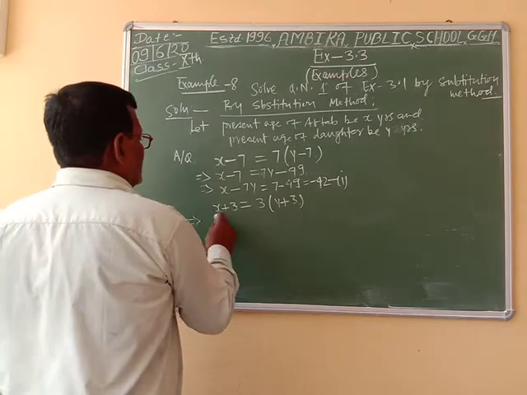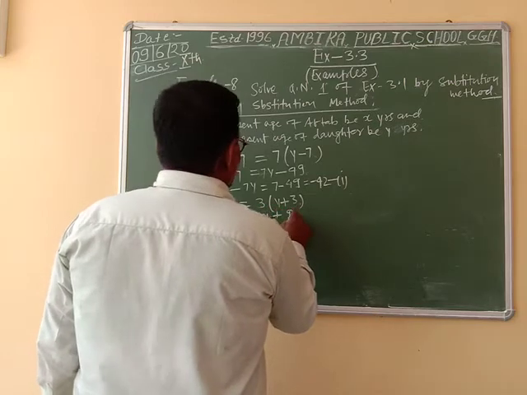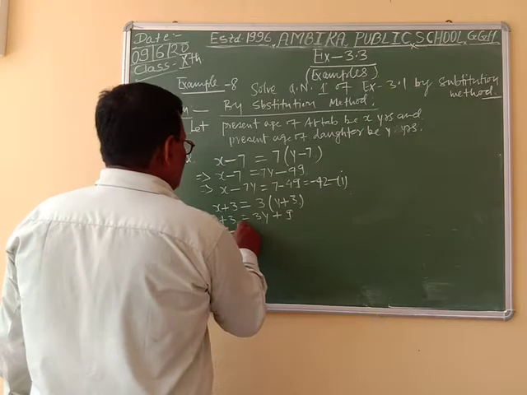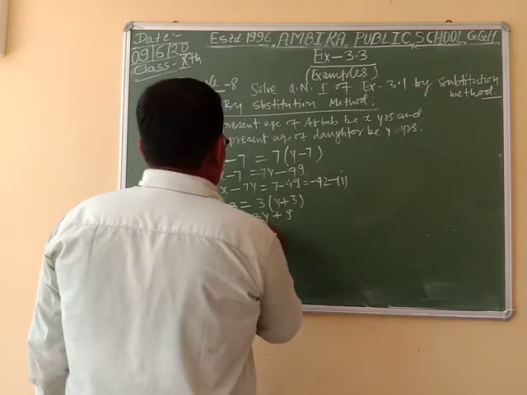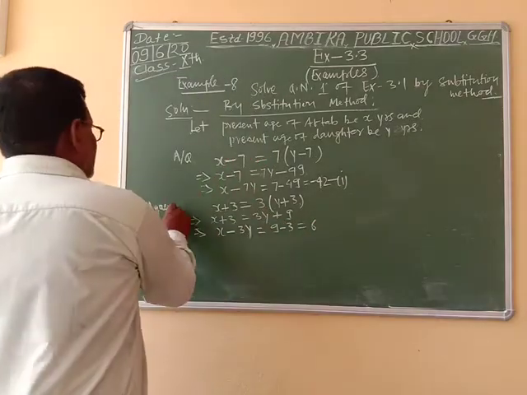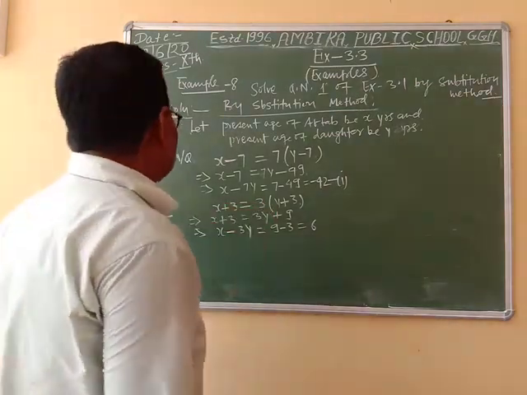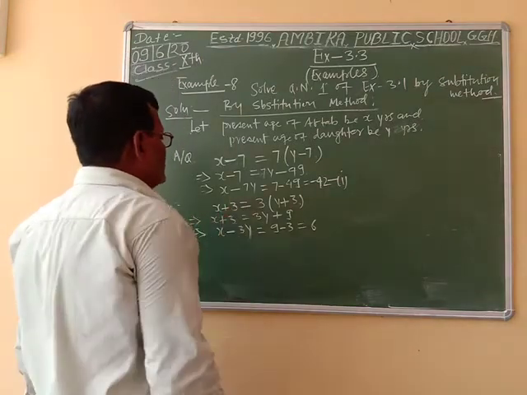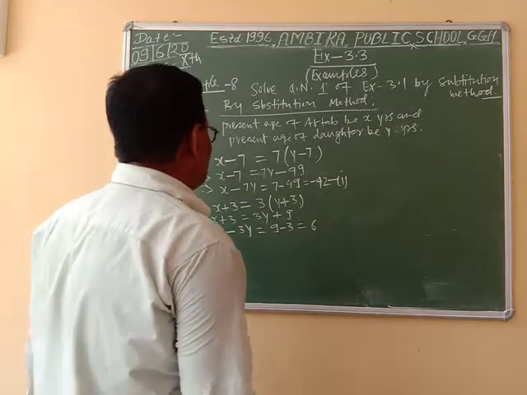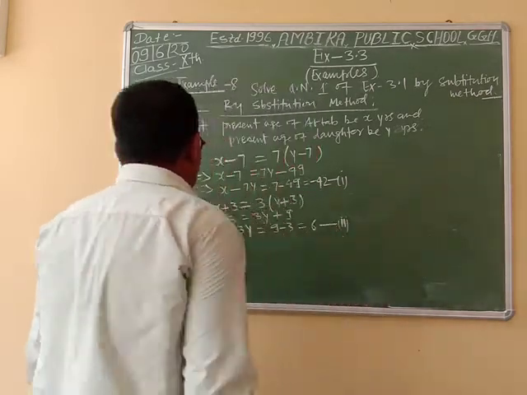Solving the equation, x plus 3 is equal to 3y plus 9, x minus 3y is equal to 9 minus 3 is equal to 6. This is the second condition of this question. x plus 3 is equal to 3 into y plus 3, or x plus 3 is equal to 3y plus 9, or x minus 3y is equal to 9 minus 3 is equal to 6. Suppose this is equation number 2.